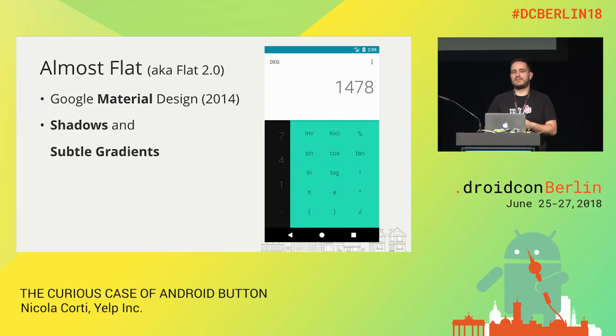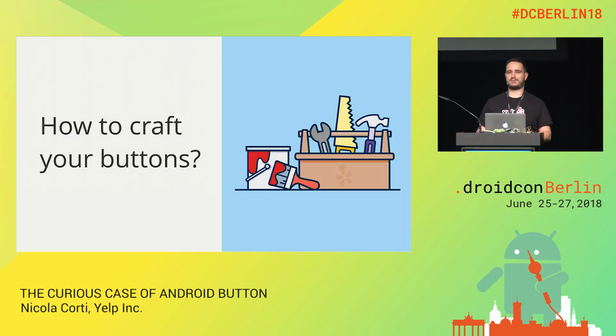With a shadow, I can inform the user which areas of the screen I want them to interact with. So all of these principles will end up in the way you craft your buttons. We will see during this talk how we will think about all of these principles.